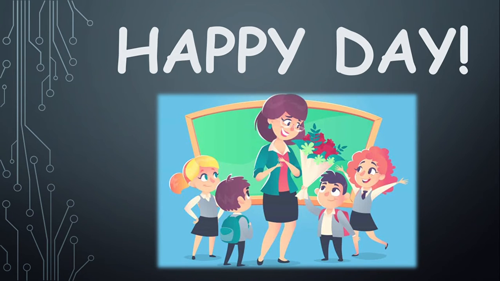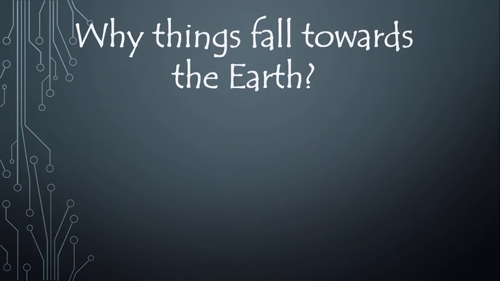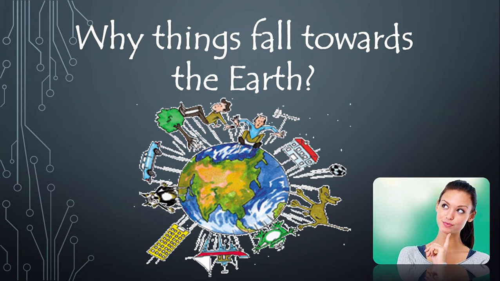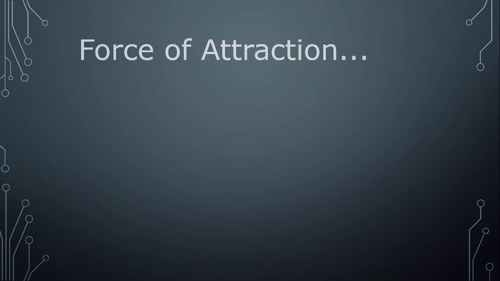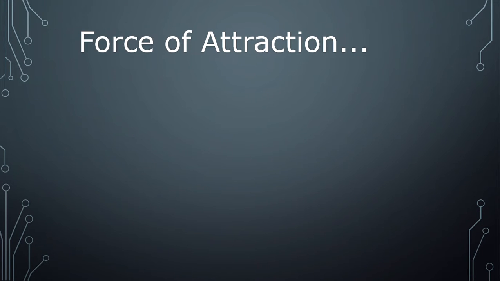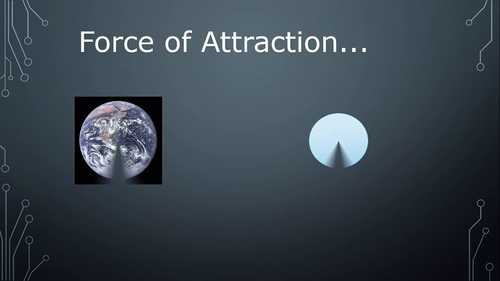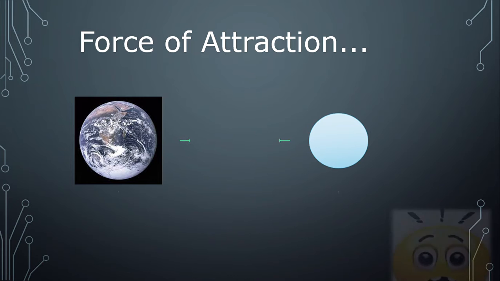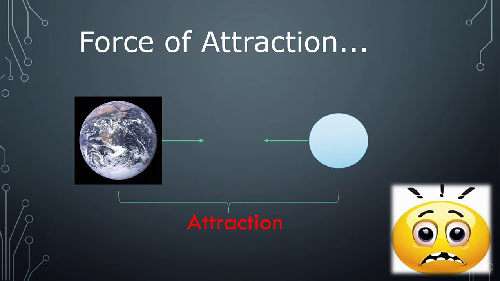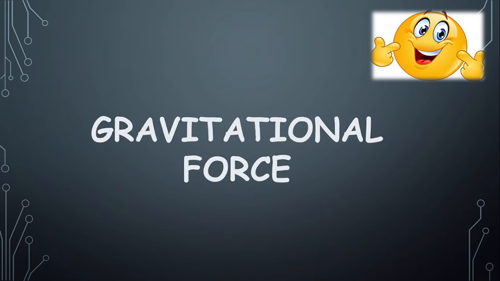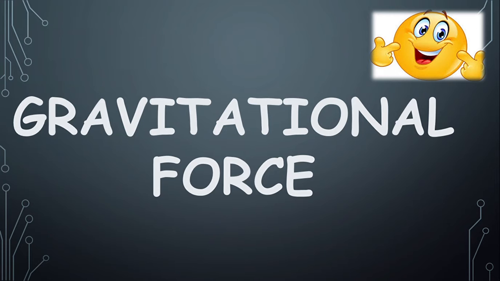Let's begin. Have you ever wondered why things fall towards the earth? All things fall towards the earth due to an attractive force. When two non-zero masses are separated by a distance, then there will be an attraction between those two objects. This force is known as gravitational force.